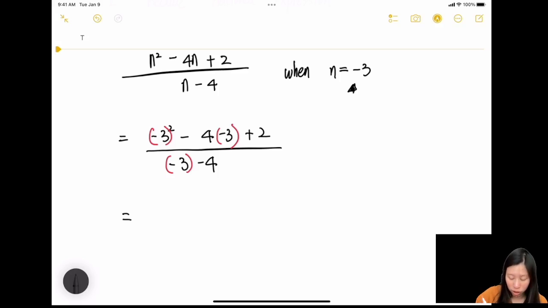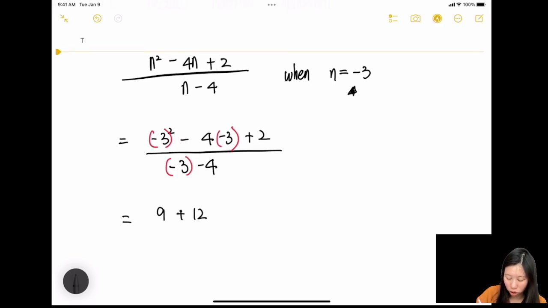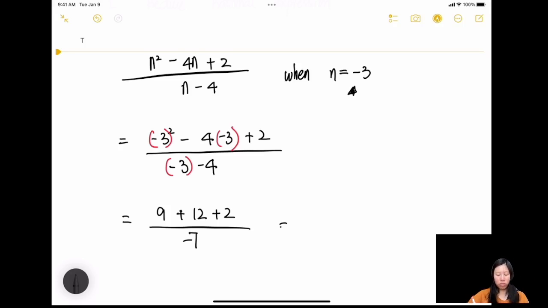So negative 3 squared is going to be a positive number. Subtract negative 3 times negative 3 times 4, which gives you a positive number. 9 plus 12 plus 2 gives 23. On the bottom, negative 3 subtract 4, we have negative 7. So we have 23 over negative 7. You want to write it as negative 23 over 7.